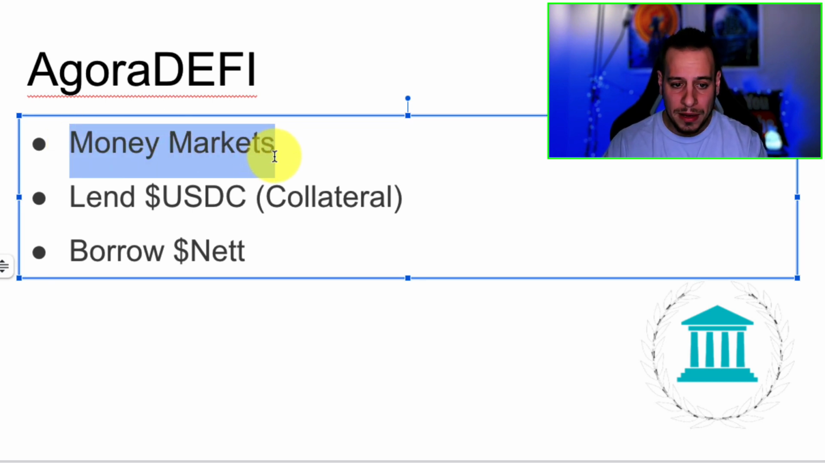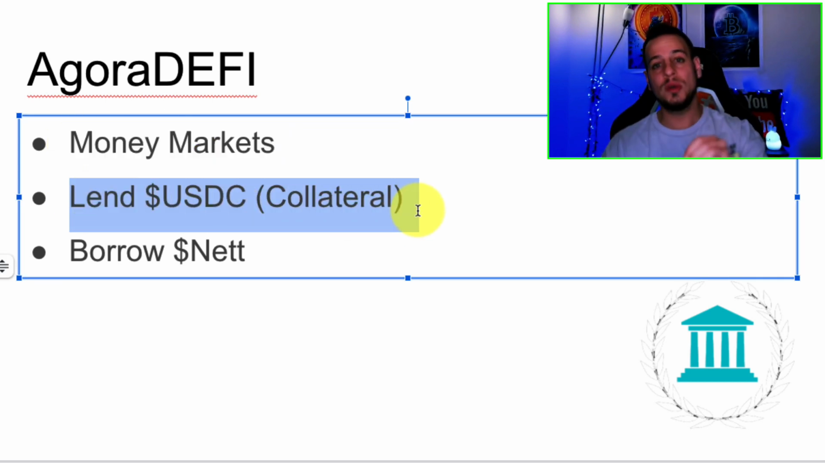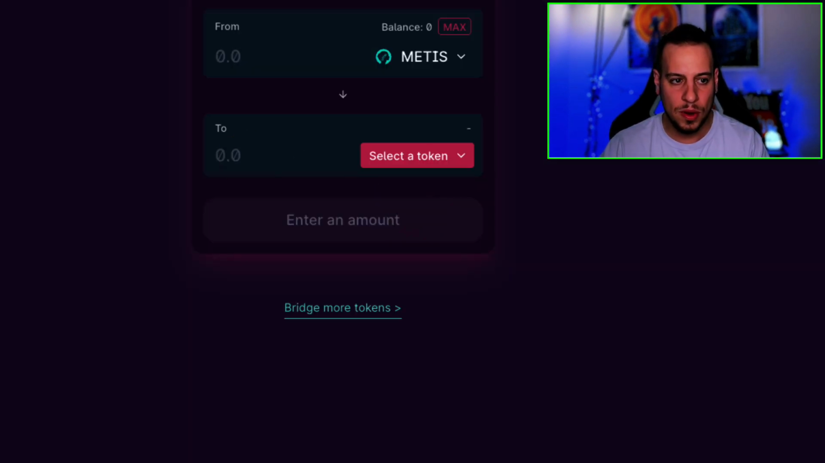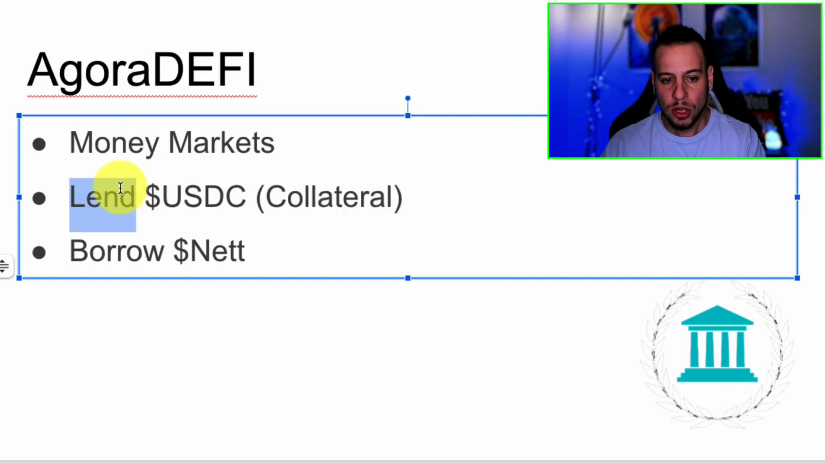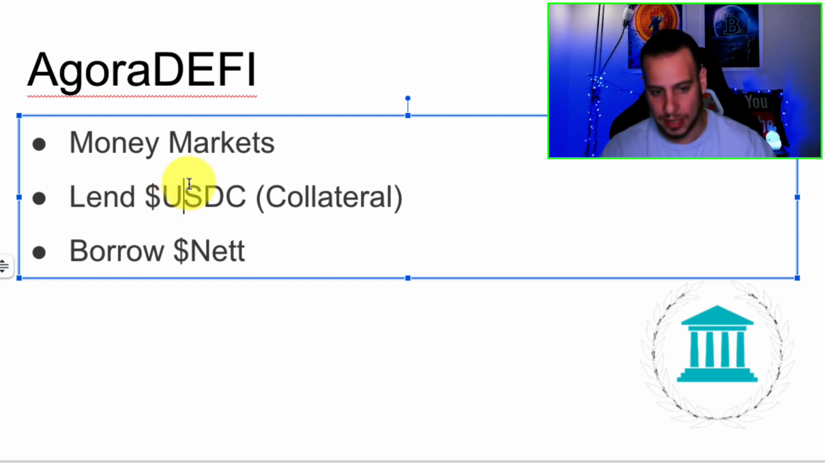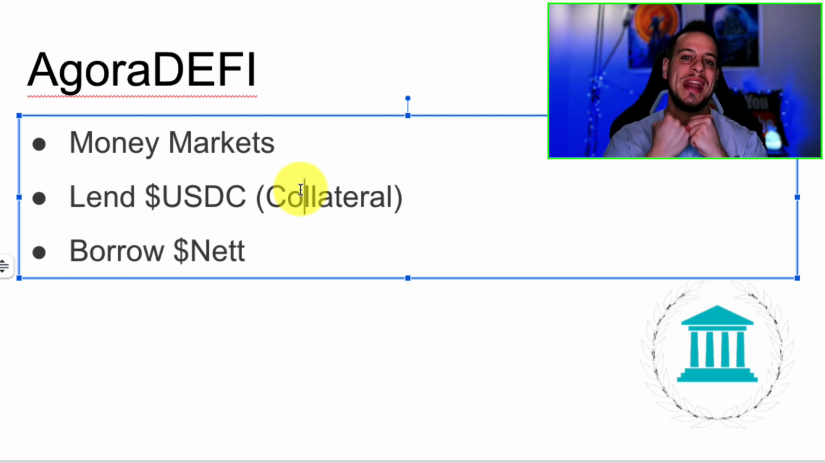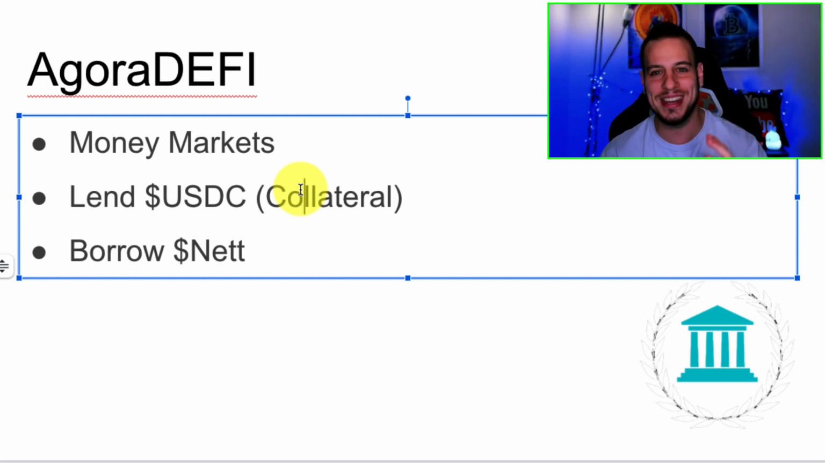Now, it's a money market, and we're gonna lend USDC because we don't want to get exposure to volatile assets like Net, for example, the token of NetSwap. So we want to get exposure only to stablecoins in this strategy because we're hedging our risk. So we're gonna lend USDC and use it as collateral and then borrow Net token against it. Now, don't worry, I will show you exactly how to do it in a moment. So watch it till the end to see how.